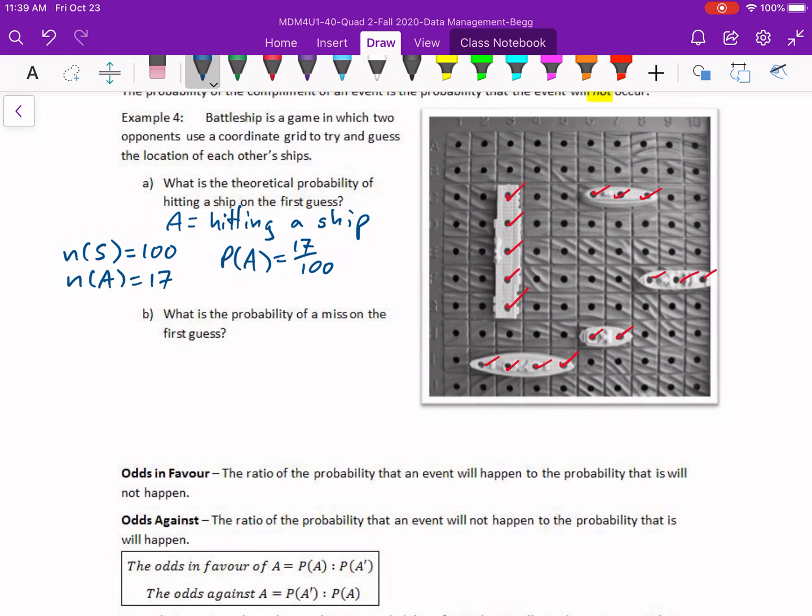What's the probability of missing on your first guess? Well, the probability of missing would be the complement, right? So the probability of missing is the probability of A prime, which is 1 minus 0.17. So we have a probability of 0.83, or 83%, of missing on our first guess.